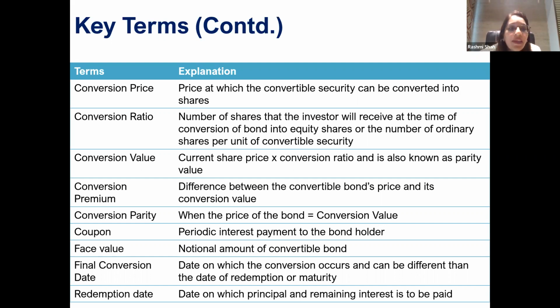Okay, so the number of ordinary shares per one convertible security is called the conversion ratio. Now, in some cases, the terms may not mention the conversion ratio, and may only mention the conversion price. In these cases, how will you derive the conversion ratio? If you have the conversion price and the par value, how will you derive the conversion ratio? Can anybody tell me? Say par value is 100, conversion price is 20. So what is the conversion ratio?